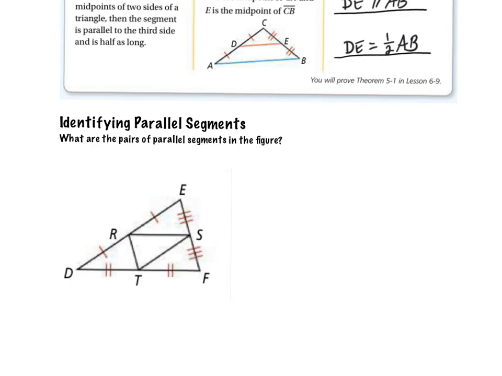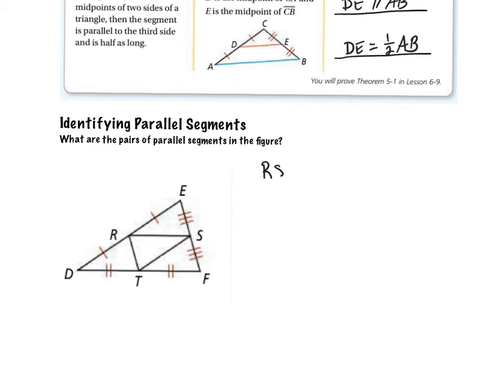So you should be able to easily identify parallel segments between the midsegment and the sides of the triangle. In these ones, what appears to be parallel is parallel. So RS is going to be parallel to DF. RT is parallel to EF, and then I can look at the last side and say that TS is parallel to DE.